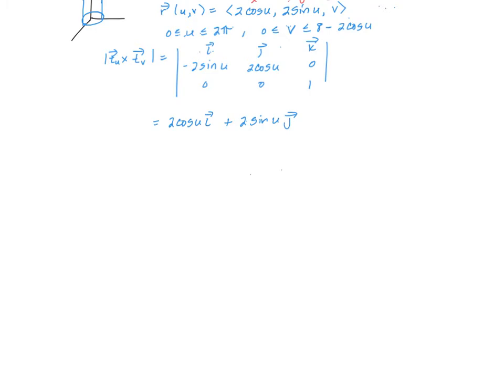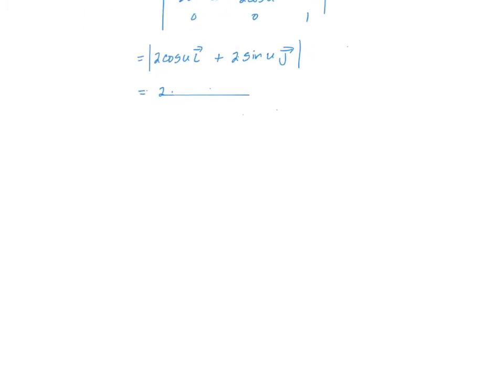So figuring out this magnitude, it's going to be equal to, I can pull the 2 out and then just do the square root of cosine squared u plus sine squared u, and that's just 1. So it's 2.